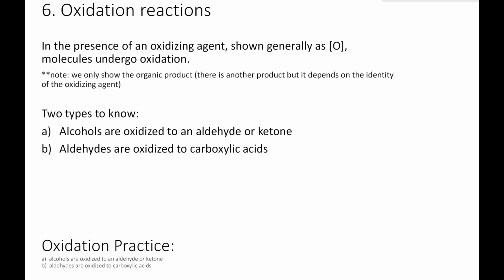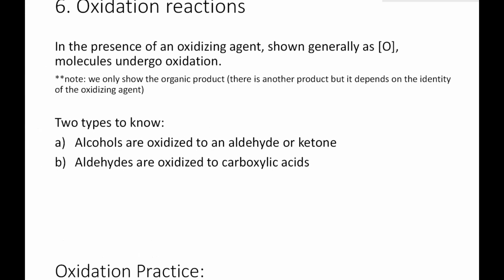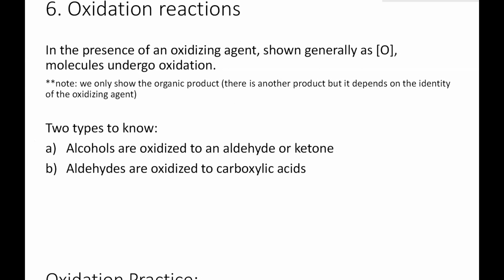I will pair up oxidation and reduction reactions in this video since they are essentially opposites of each other. In these reactions, we often don't identify the oxidizing agent, but it could be something like permanganate ion or some other compound. So we'll often just write an O in square brackets to indicate that we've added some sort of oxidizing agent. So alcohols, when they're oxidized, will become either an aldehyde or a ketone.